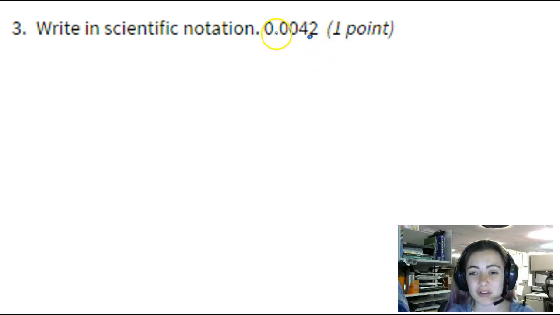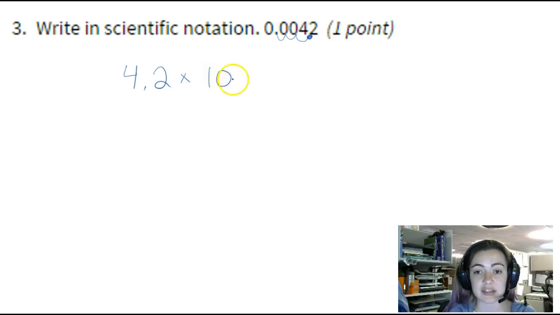So how do we get it there? Well, it's 1, 2, 3 place values away. So we have 4.2 times 10 to the power of how many place values? 3, and we know it's a negative because it's that smaller number. So 4.2 times 10 to the negative 3.